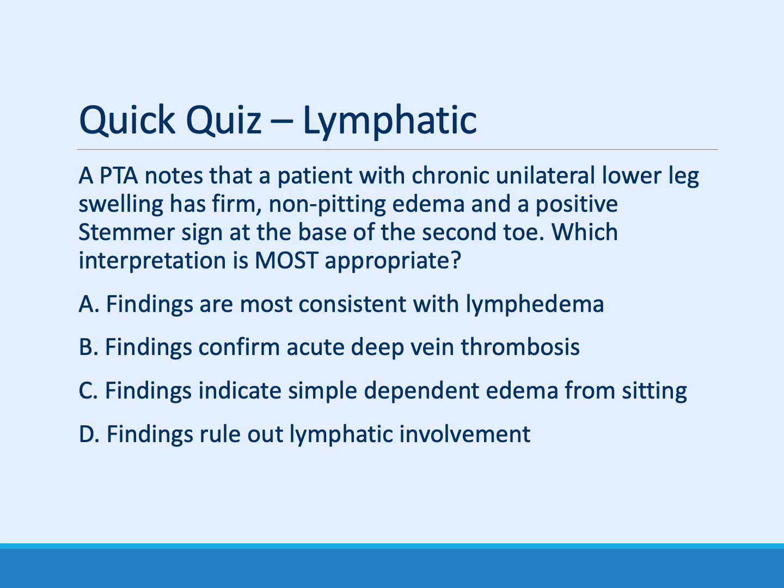So using that information, take a quick knowledge check. A PTA notes that a patient with chronic unilateral lower leg swelling has firm, non-pitting edema and a positive Stemmer sign at the base of the second toe. Which interpretation is most appropriate? A. Findings are most consistent with lymphedema. B. Findings confirm acute deep vein thrombosis. C. Findings indicate simple dependent edema from sitting. D. Findings rule out lymphatic involvement. Pause now if you don't know the answer and need more time to think.